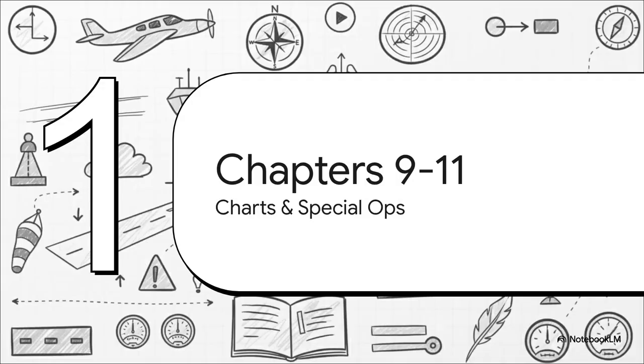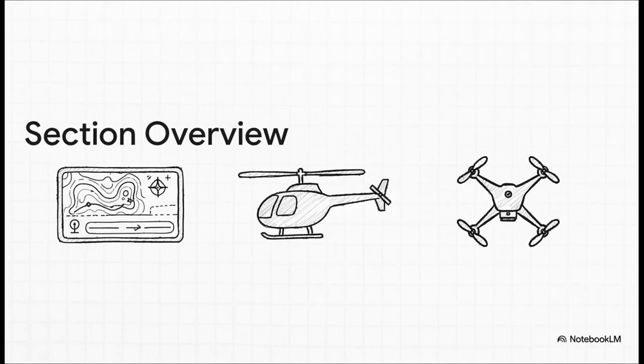The final chapters of the AIM discuss the publications we use and also address specialized types of aviation operations. This section breaks down neatly into 3 parts. Chapter 9 covers your maps, the aeronautical charts. Chapter 10 addresses specialized helicopter procedures, and Chapter 11 covers the integration of unmanned aircraft systems, or UAS.